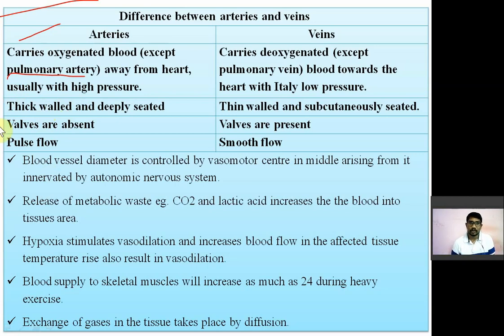Okay, and these arteries usually carry the blood with high pressure. So artery carry oxygenated blood away from the heart with the high pressure. Exception क्या है? Pulmonary artery. Now arteries have a thick wall. So इनका जो wall होता है arteries में, जो muscular layer होता है, वो थोड़ा सा thick होता है. So they are thick walled and deeply seated. Deeply मतलब सुपर सरफेस पे नहीं होंगे, ये deep होंगे. Deep inside, deep below the skin.